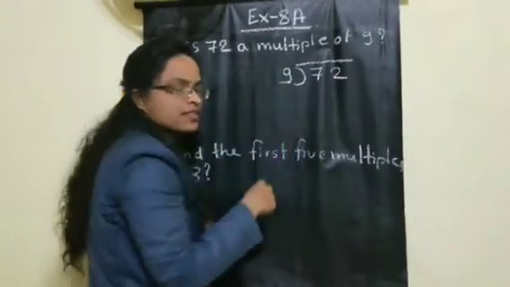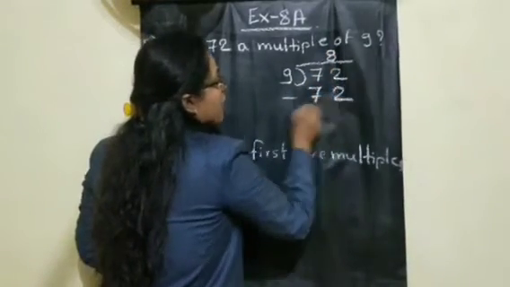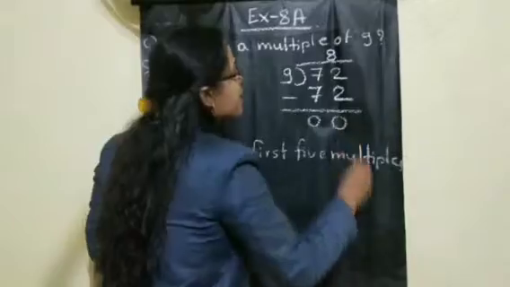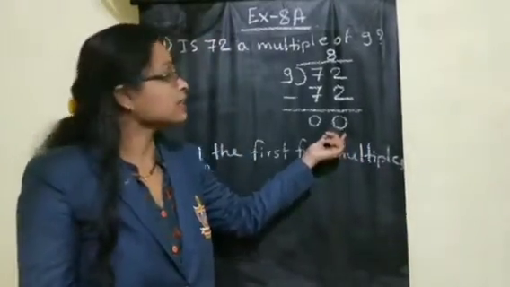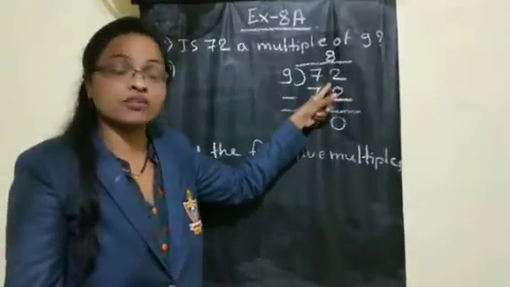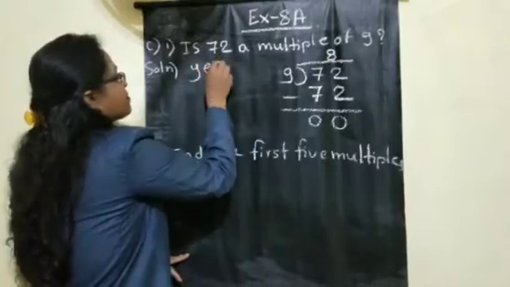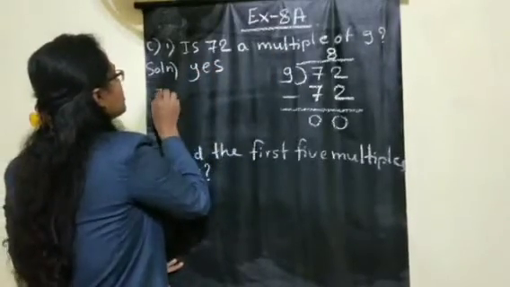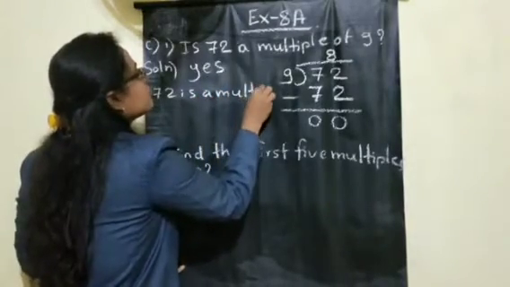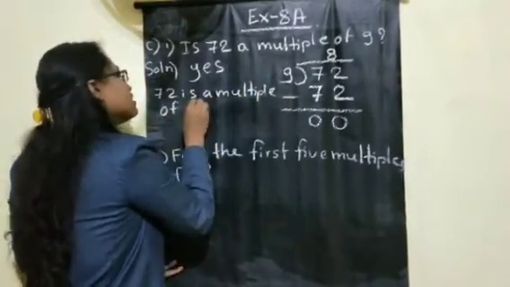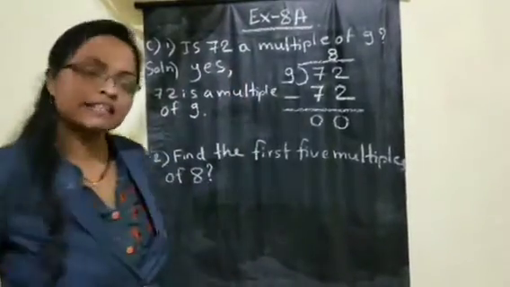In 9, is 72 there? Yes, 9 eights are 72. After multiplication, the remainder should always be 0. When you are getting the exact remainder as 0, then that dividend is a multiple of that 9. Means 72 is a multiple of 9. You can say yes, 72 is a multiple of 9. You can write yes, 72 is a multiple of 9.